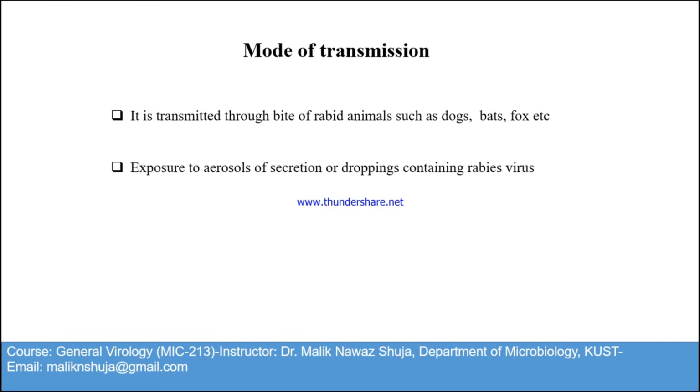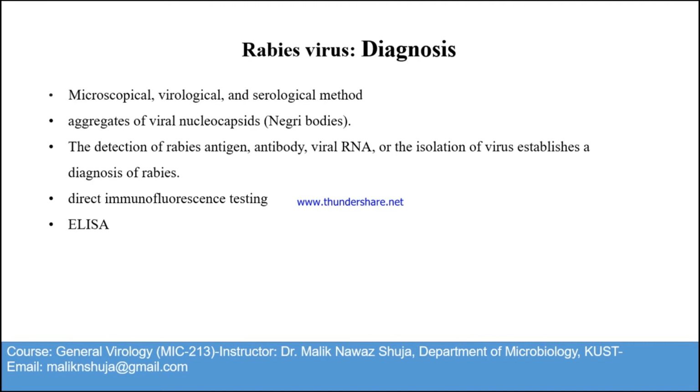In this slide, we are talking about the mode of transmission. Rabies virus is usually transmitted through the bite of rabid animals, and those animals include dogs, bats, fox, jackals, and so many other animals. Along with this, exposure to aerosol of secretion or droppings containing rabies virus is another mode of transmission of rabies virus.